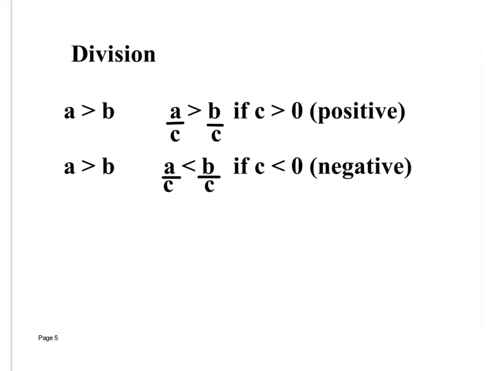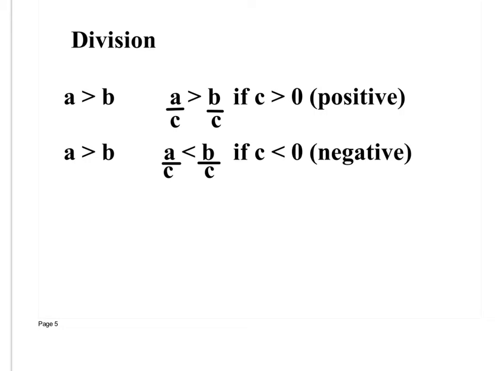Alright, and write this down. These are the rules for division. Division has the same rules as multiplication. Here A is greater than B, and when you divide both sides by C, if C is positive, you don't change your sign. Nothing changes. A is greater than B, and A divided by C is greater than B divided by C. If that doesn't make sense, plug in numbers you know. Go like 6 and 4 and divide both those by 2. You'll get 3 is greater than 2. That's still a true statement.